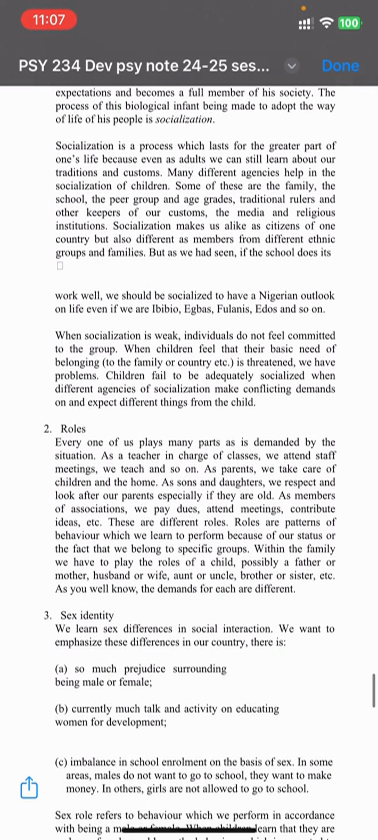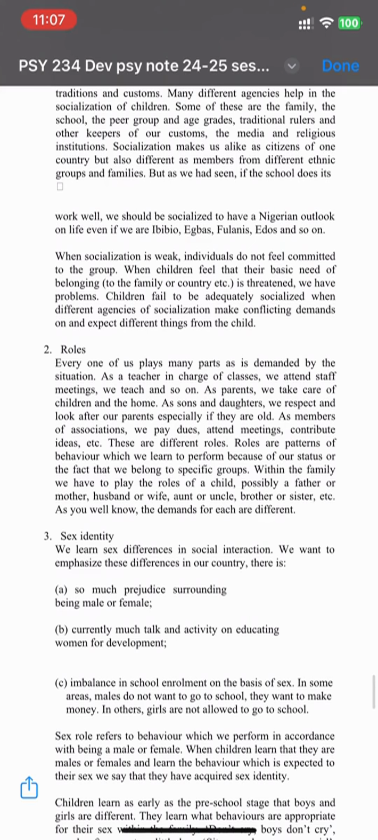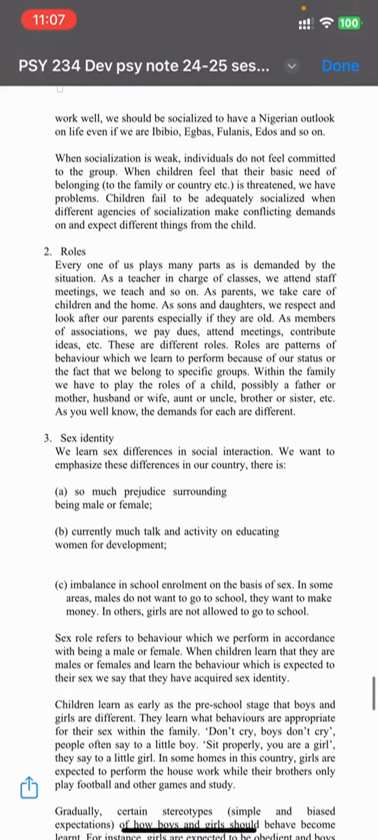Now, roles. Every one of us has roles. This is self-explanatory. A teacher teaches, a father protects the family, a mother protects and nurtures the family, children obey their parents. Everybody has roles. Your uncles, your aunties.